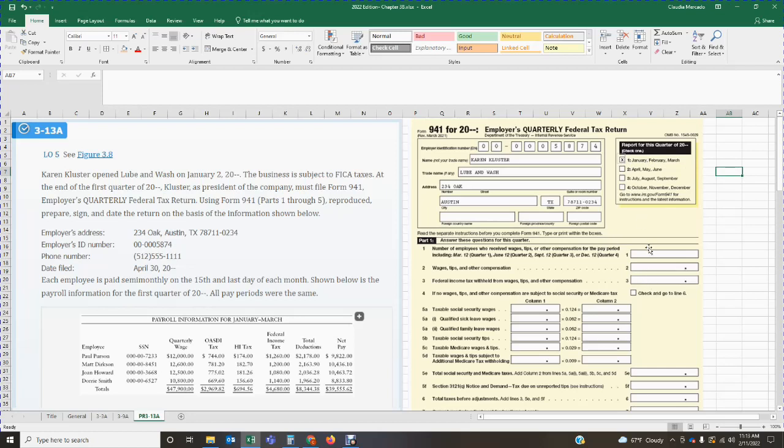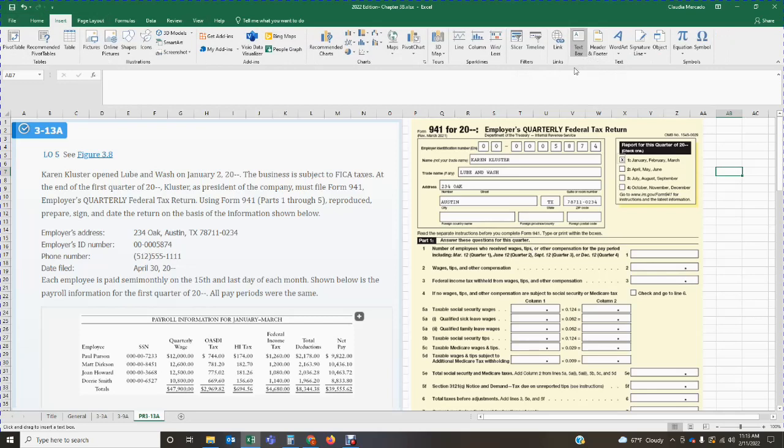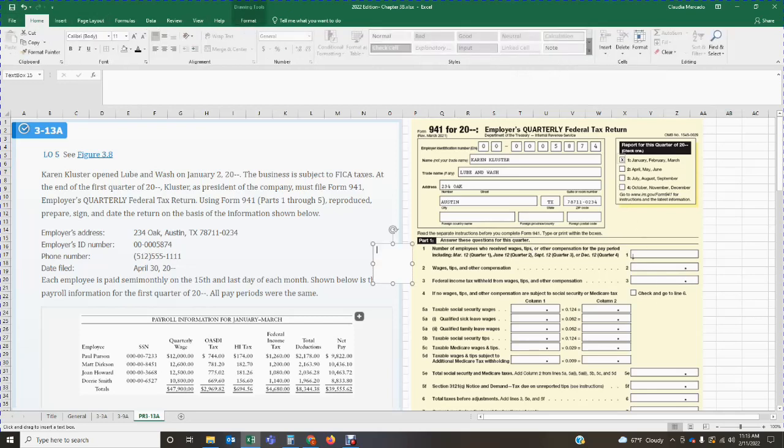Okay, so we're going to be filling out all 5 parts of the form. Okay, so the first one we have is the number of employees. Okay, read the first times that you do these forms, read each of the items carefully so you know what's going on. So it says number of employees who receive wages, tips, or other compensation for the pay period. So that's what we're going to put there. And according to the problem, we have 1, 2, 3, 4 employees. Okay, so we've got 4 employees on the first line, first box.